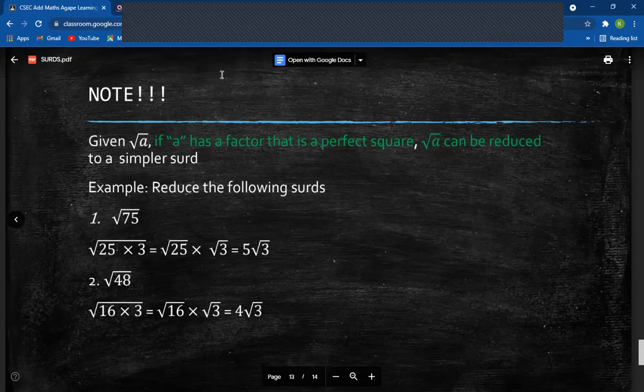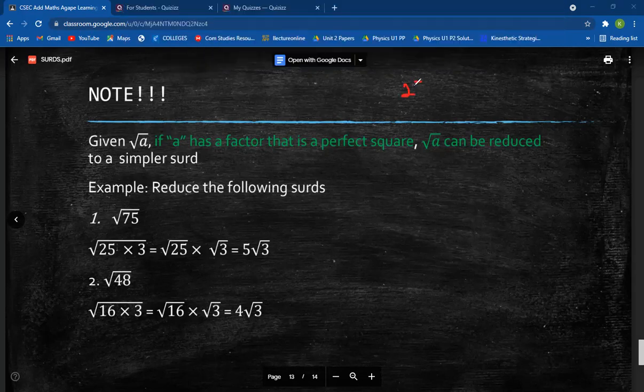Right, this is the last thing for surds. It says, if given the square root of a, so given a surd, if a has a factor that's a perfect square, remember perfect squares are numbers like 25 and 9.